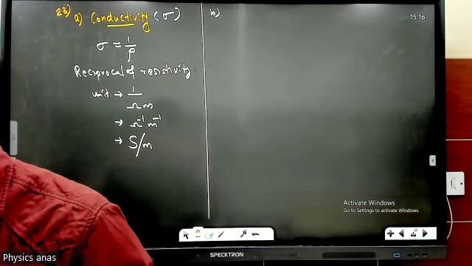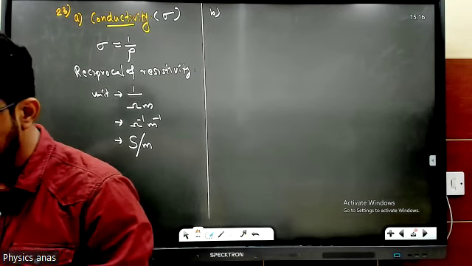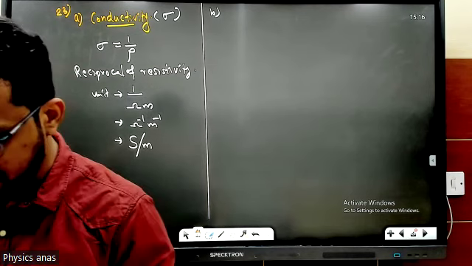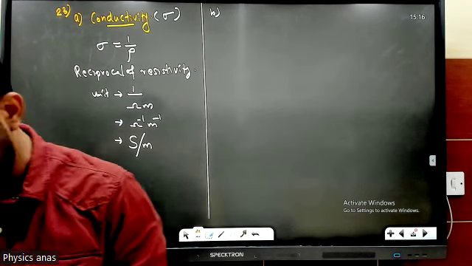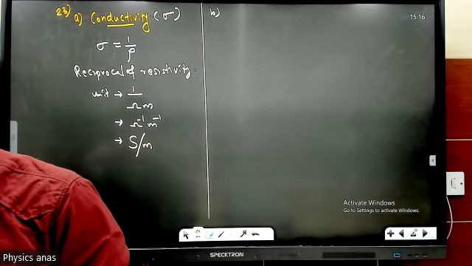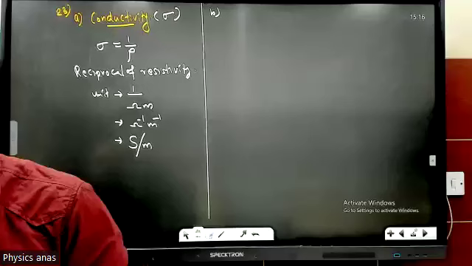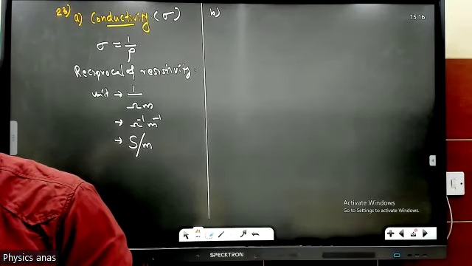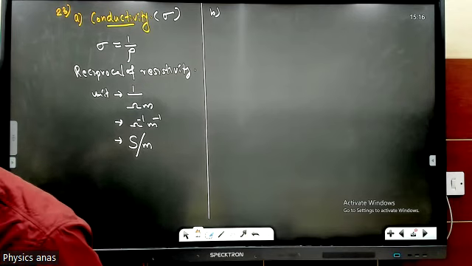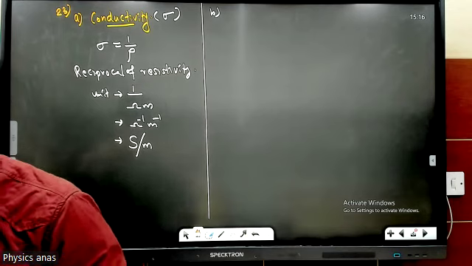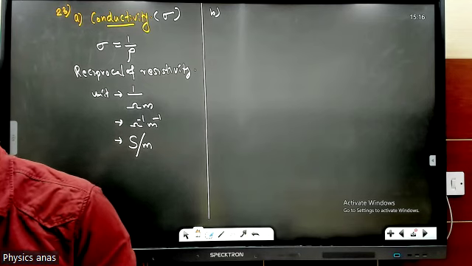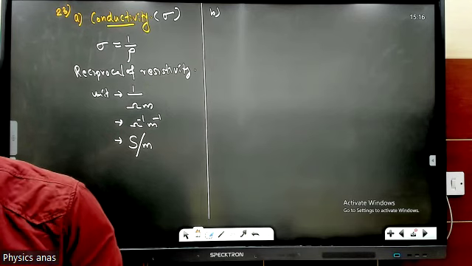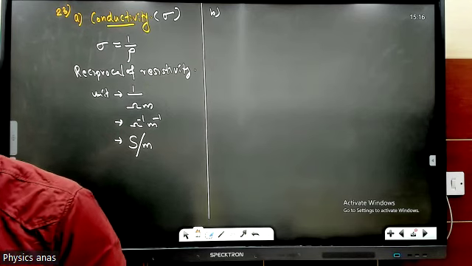Did you read the question? Using the concept of free electrons in a conductor, derive the expression for the conductivity of a wire in terms of number density and relaxation time, and hence obtain the relation between current density and the applied electric field.